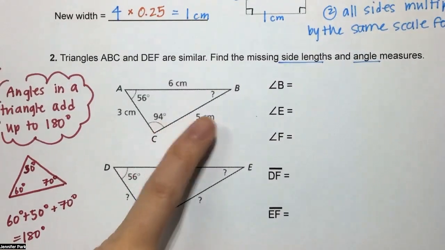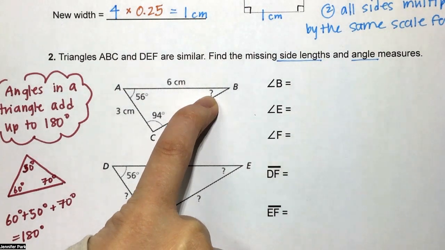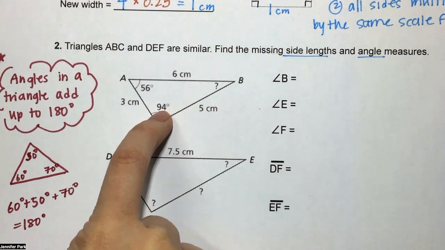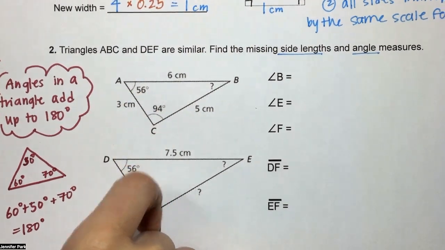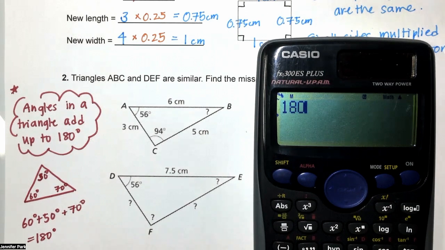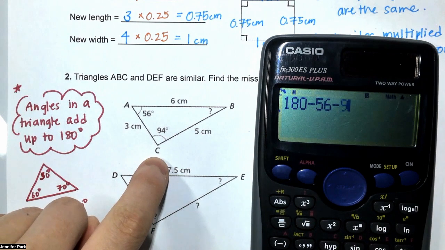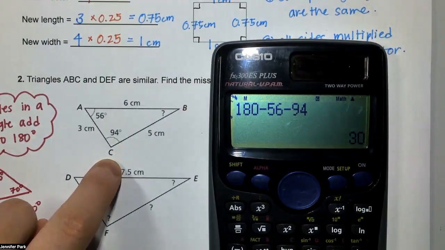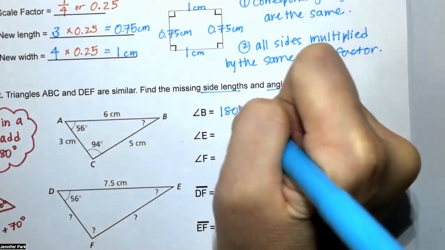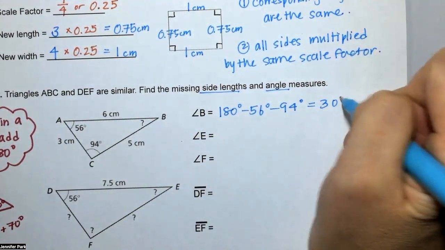So in this triangle, we can find that missing angle B by taking 56 degrees and 94 degrees, adding them together and subtracting from 180. Then you'll get that remaining angle. Okay, so I'm going to do 180 minus angle A, which is 56, minus angle C, which is 94. That gives me 30. So angle B is 30 degrees. So write that in there. I did 180, the number sentence, minus 56, minus 94. We got 30 degrees as the answer.